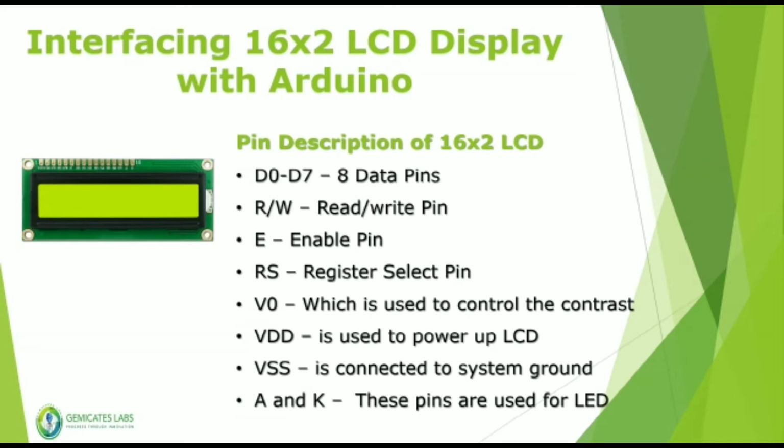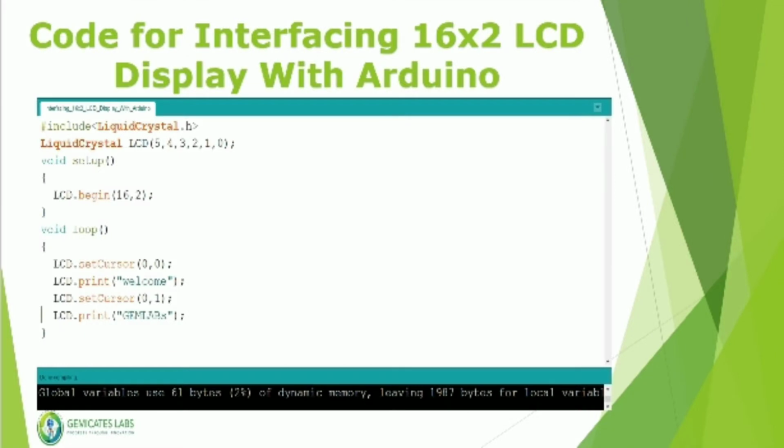VSS pin is connected to ground. VDD pin is used to power up LCD. It also has 2 pins A and K used for LED. Coming to code, #include is used to include outside libraries to your sketch that gives access to the pre-made functions and also libraries written especially for Arduino for LCD display.